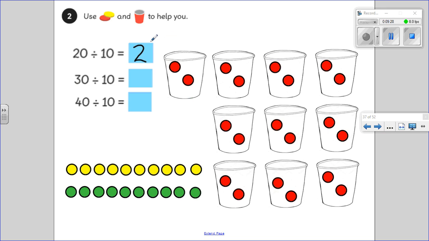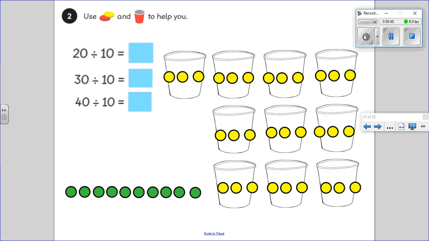Okay, have a go at the next two as well by yourself. Pause the video. 30 counters shared between 10 cups. How many in each cup? And then do 40 shared into 10. How many counters in each cup? Okay, so I've got my 30 counters and shared them equally between the 10 cups, and I have 3. Well done if you've got that.